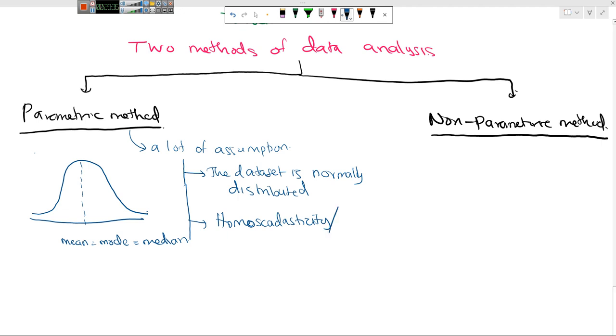Homoscedasticity, or homogeneity of variance. Under homoscedasticity, what we assume is that equal variances are available across groups, right? So we will study about this homoscedasticity.